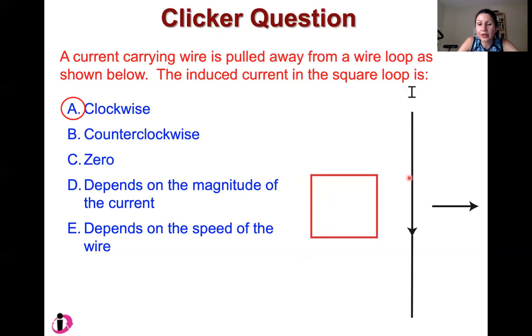Now, if this wire had current going up, the opposite would happen, because then the magnetic field would be out of the board, which means as you moved it away, there would be less out of the board, induced magnetic field would be out of the board, and then you get the opposite counterclockwise current. So it's a good idea to kind of play with it. Think about what happens if you move the current towards the loop versus away, and so on.